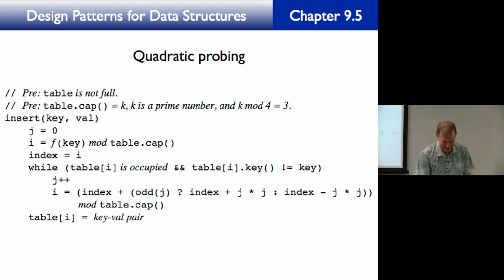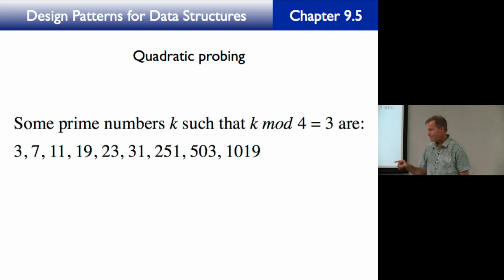Let's take a look. What I have on this next slide are some prime numbers k such that k mod 4 equals 3. Does everybody agree that 3 mod 4 is 3? 7 mod 4 is 3 because 7 divided by 4 is what? Remainder 3. 11 divided by 4 is something, remainder what? 3. 19, 23, 31, 251, 503. 1019 divided by 4, of course, I can see it.